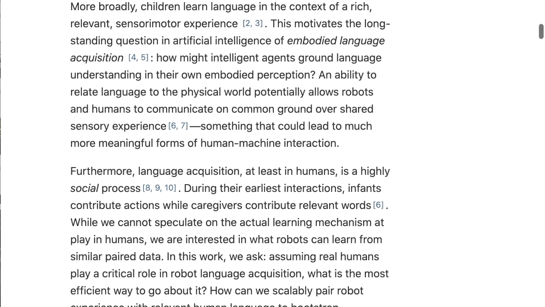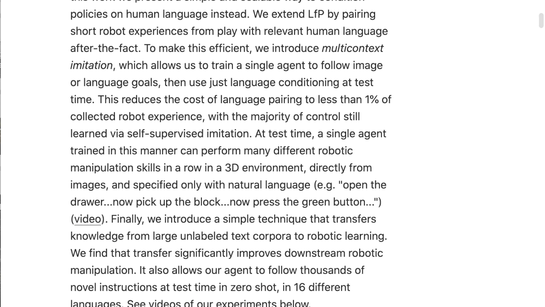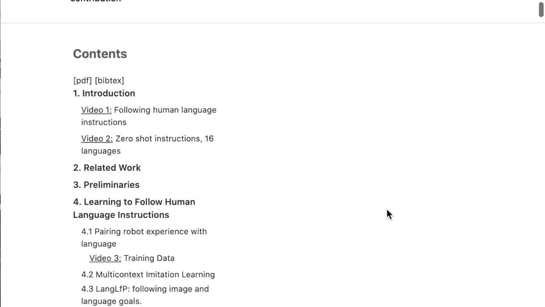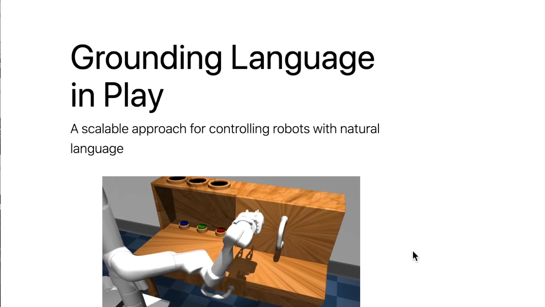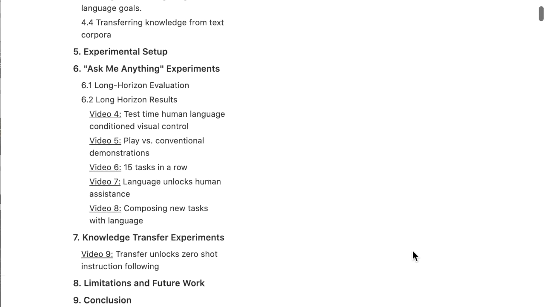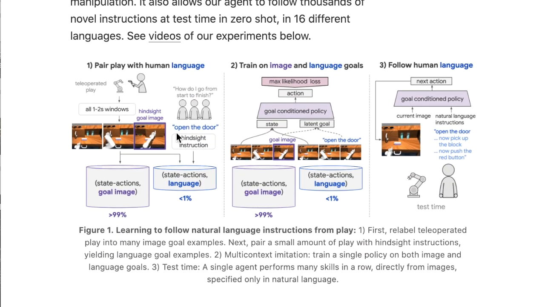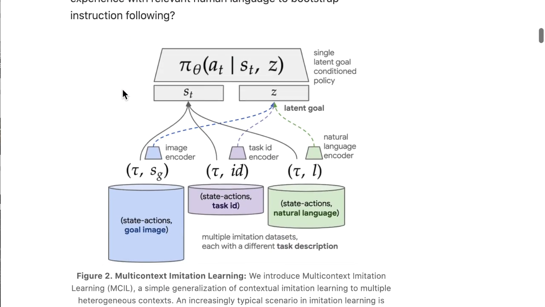Imagine a command such as sweep the block into the drawer. The robot needs to know, what does a block look like, what is a drawer, and what commands do I send to my arm to sweep? The authors continue their work on learning from human-controlled, teleoperated data to perform goal condition policies, extending it to language conditioning and grounding language in play.